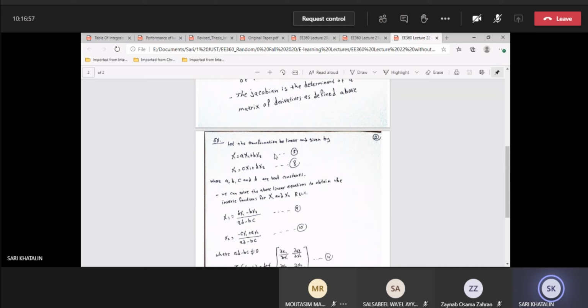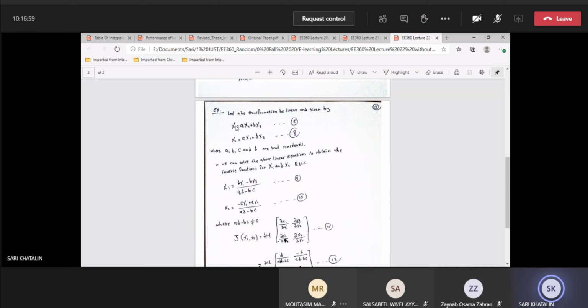So let's say we have two functions, y1 and y2. y1 is in terms of x1 and x2, and y2 is also in terms of x1 and x2. The only difference is they have two constants each, a and b, and c and d. Okay, so all of these are constant.